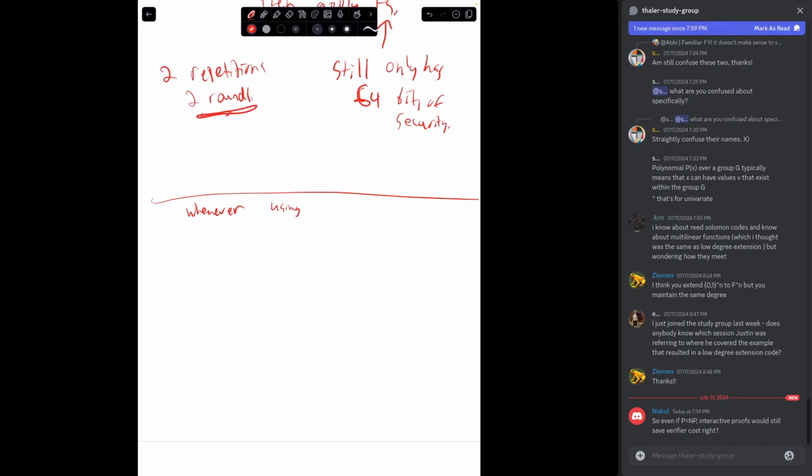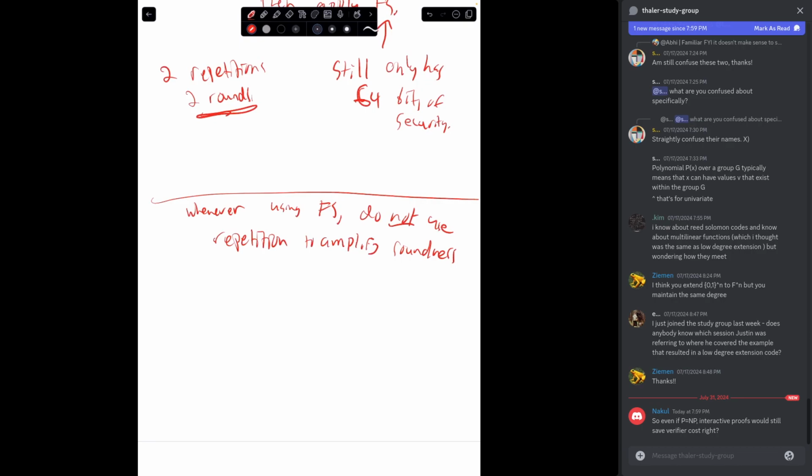And so, for that reason, whenever using Fiat-Shamir, do not use repetition to amplify soundness error before Fiat-Shamiring. Just don't do it. Just work over a bigger field so that without any repetition, you have 128 bits of security, and then apply Fiat-Shamir to that, no repetition.